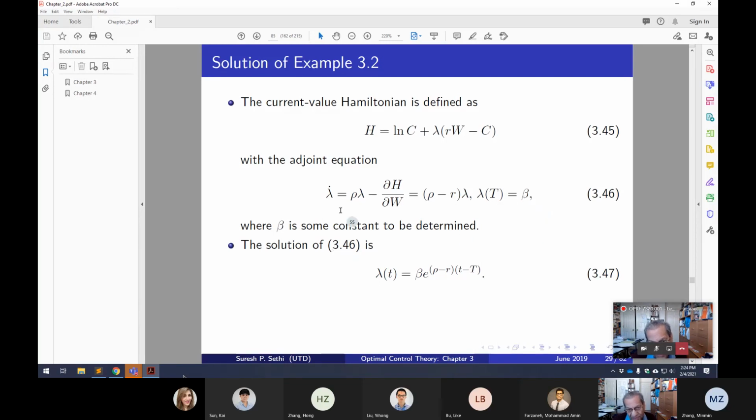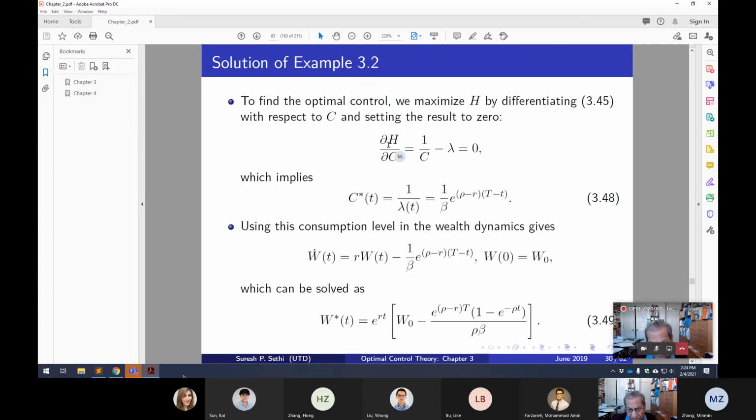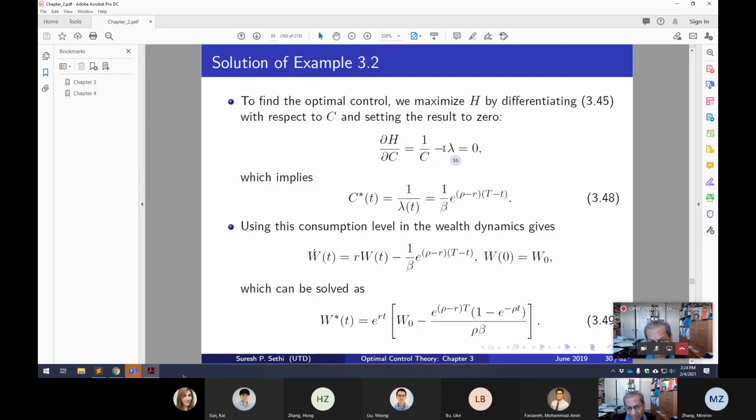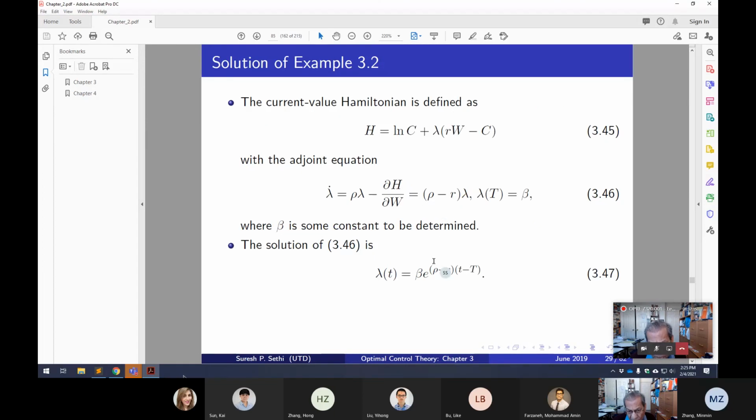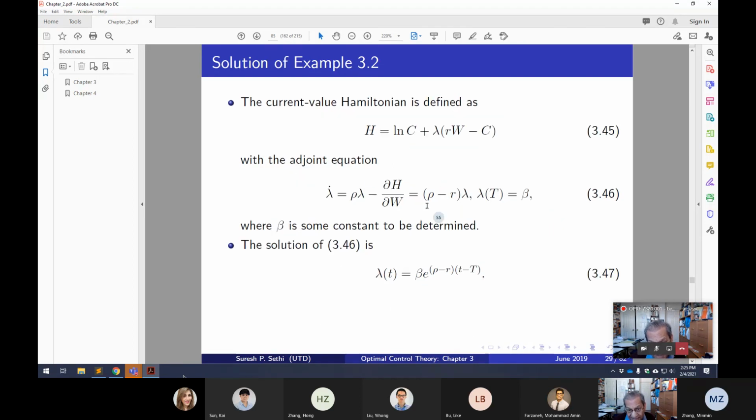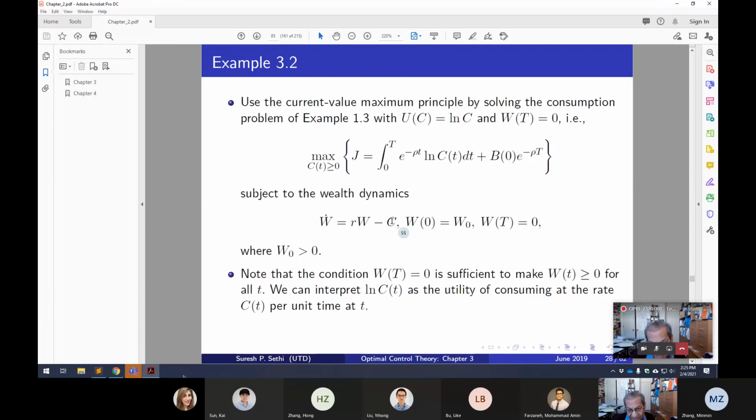So what is the solution? Well, the solution of this equation is easy. It's lambda t equal to this. So once I have that solution, I maximize the Hamiltonian by first order condition. I take the derivative with respect to c. I get 1/c minus lambda equal to 0. So c equals 1 divided by lambda. But I already know lambda, so I can put 1 divided by lambda, which is this. Once I have c, I can put c in here, in here. It's a function of time, so I can solve this problem.